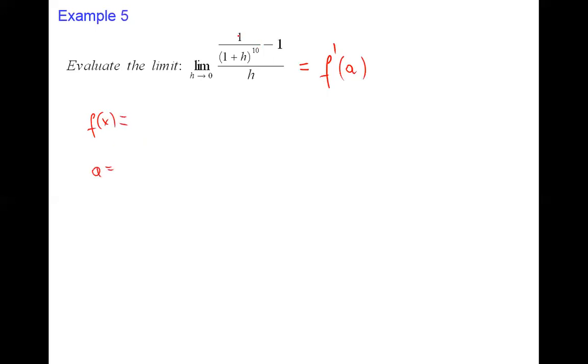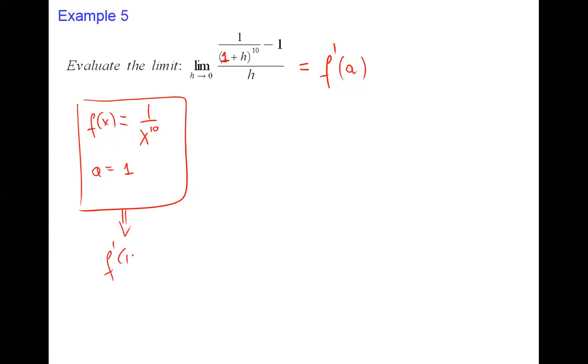That means I see 1 over the quantity x to the power of 10. That means the function is 1 over x to the power of 10, and my number a is simply 1. Because let's think maybe the other way. If I give you the function 1 over x to the power of 10 and the number a, and I ask you, please find the derivative using the limit definition for this function at point a. That's what we will do.